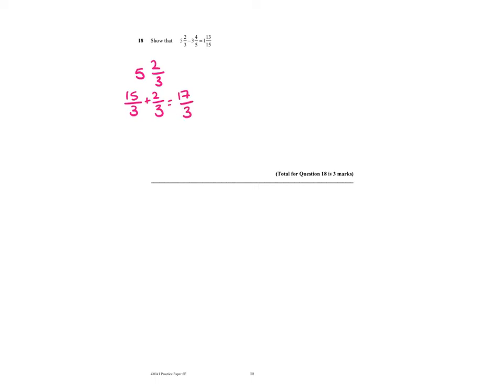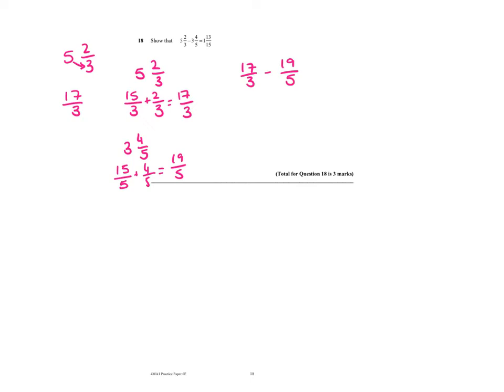Now, I know some of you know that you could just do 5 times 3 is 15, plus the numerator, which is 2, to get our 17/3. Any method is completely fine as long as you understand the principle. So then we have 3 whole ones and 4/5. 3 whole ones is 15/5, plus 4/5 is 19/5. So now I have 17/3 minus 19/5.